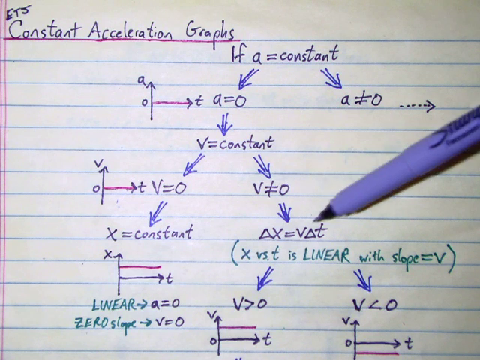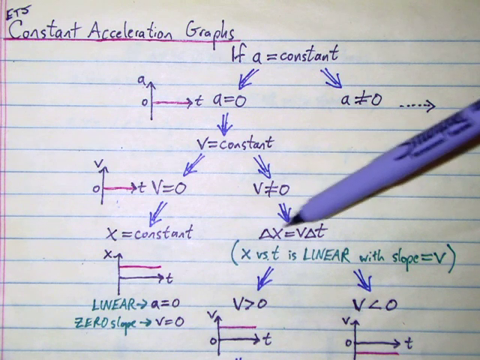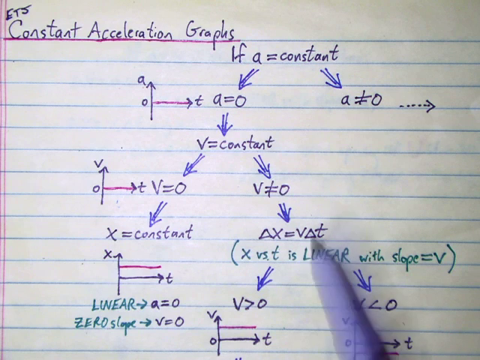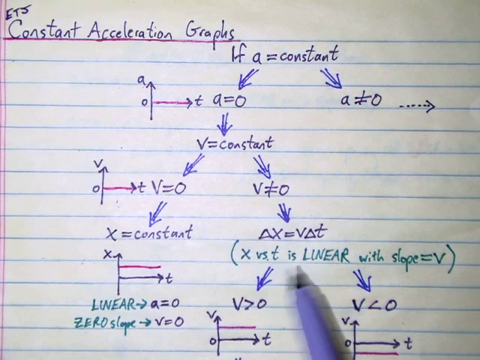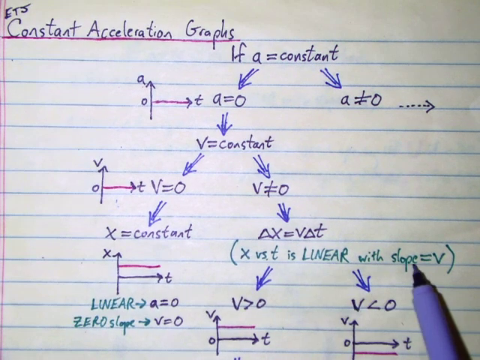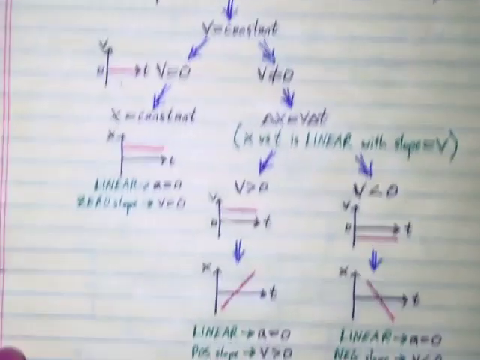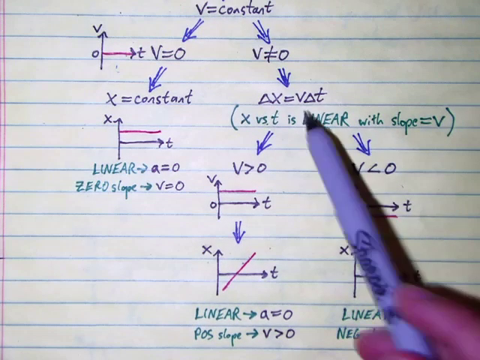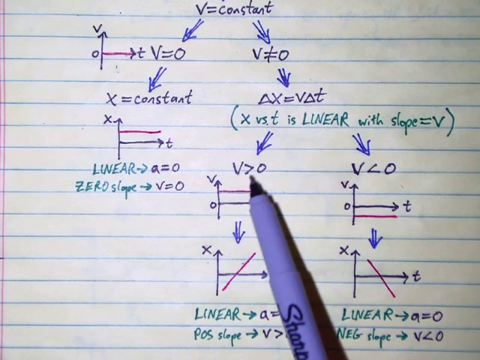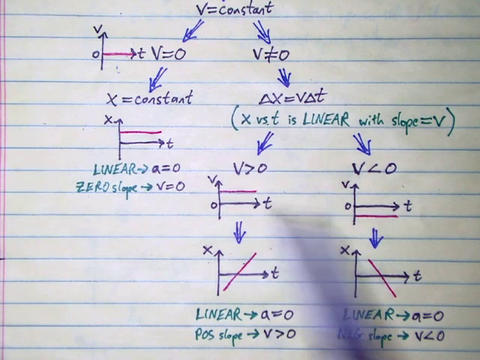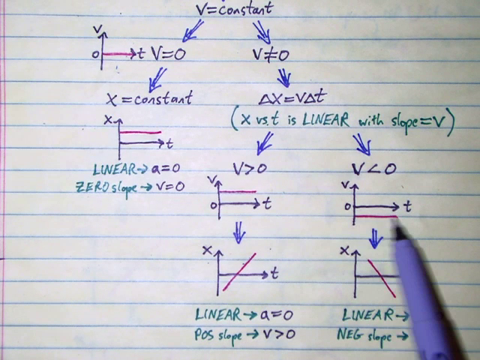Then we can use this constant velocity equation, delta x, our displacement, equals v times delta t. This equation tells us that our position versus time graph is going to be linear, and the slope of that line is going to be the velocity v. There are two possibilities. Either that velocity is positive or it's negative. Positive constant velocity or a negative constant velocity.